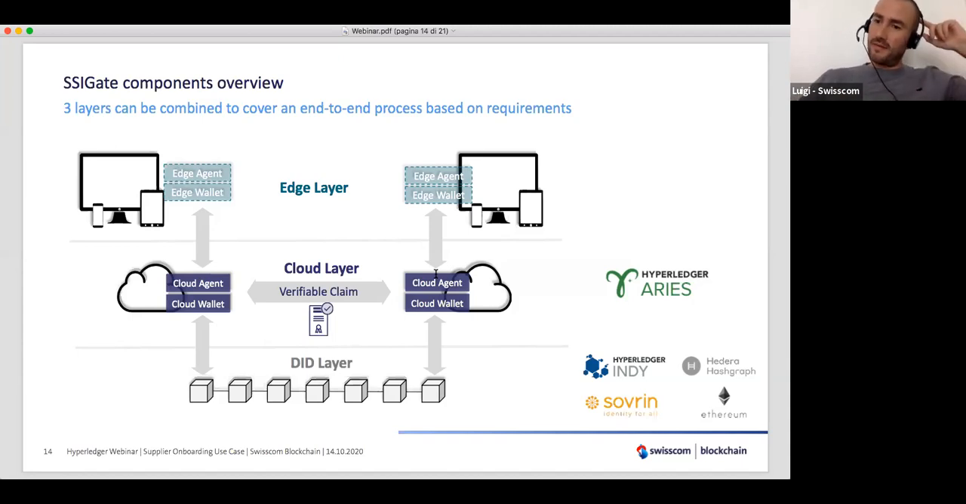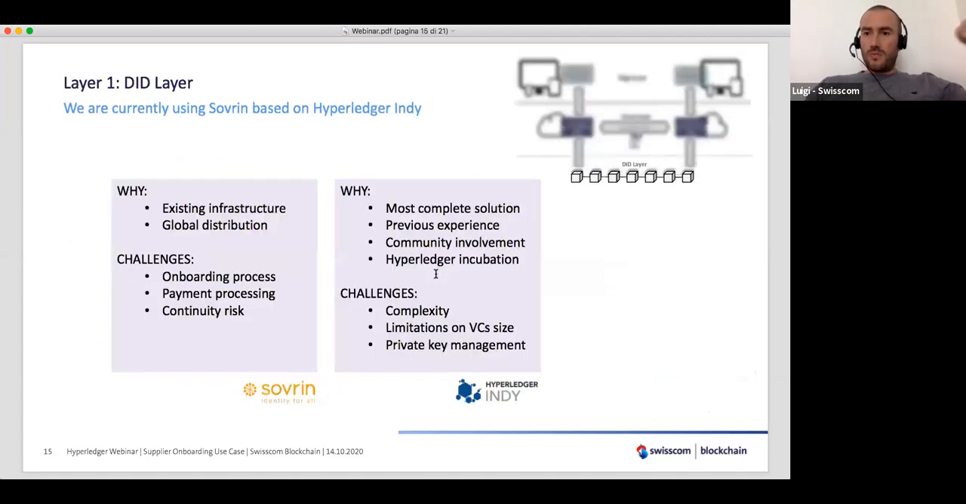But let's deep dive into each single layer, and then I would like to tell you the challenges that we faced using those technologies in this particular project. So layer number one, as I told you, is the blockchain layer, what we call the DID layer. As said, we have been using Sovrin, which is a network based on Hyperledger Indy. Hyperledger Indy for us is quite a key project because we believe right now it is one of the most complete solutions if someone intends to use SSI with a ledger underneath.